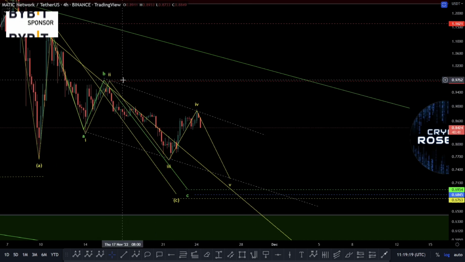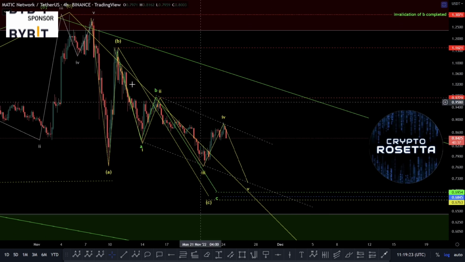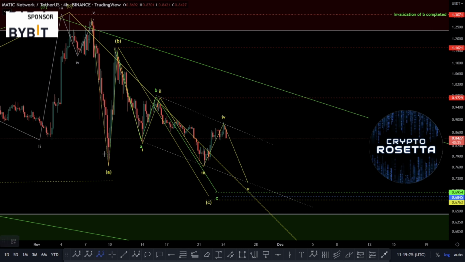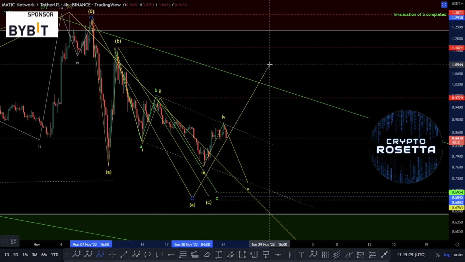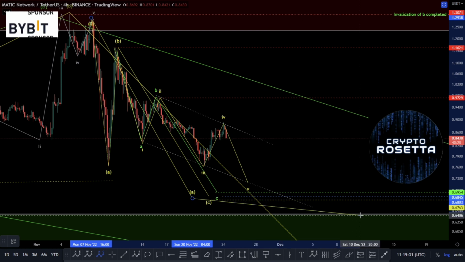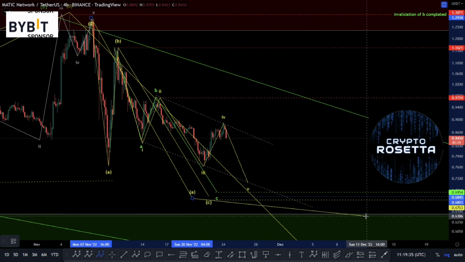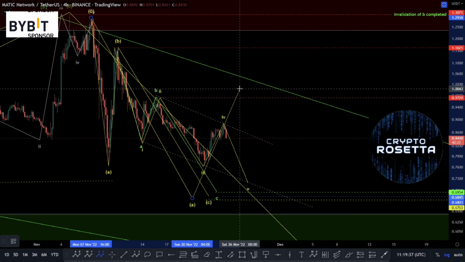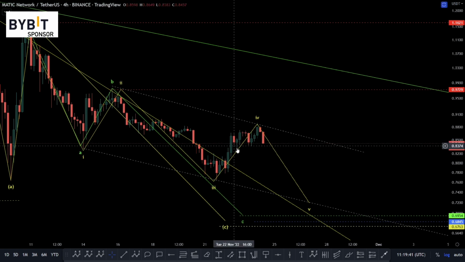So if this occurs, that would then be a completed A wave to the downside, and then we could look for a B wave move up, and then a continuation down in either a 5-wave move or a 3-wave move or something to that effect. So that's what we're looking at here.